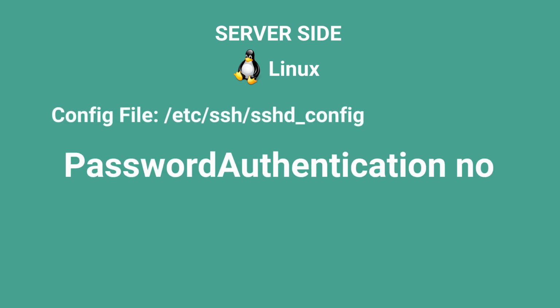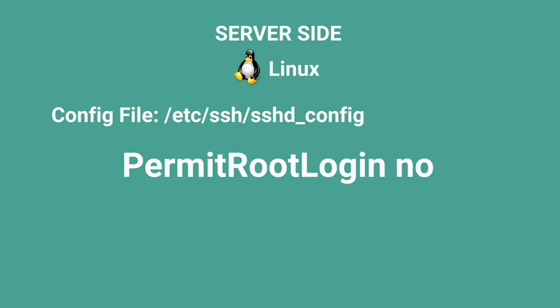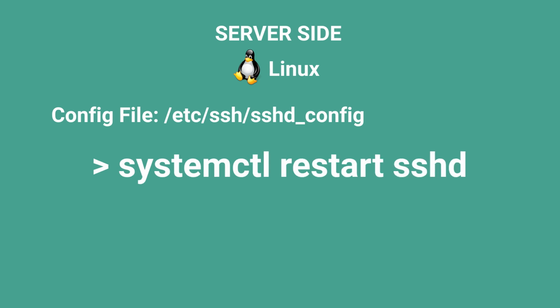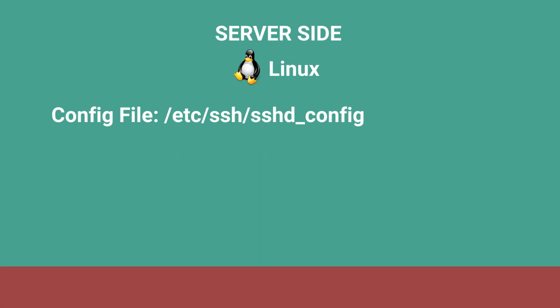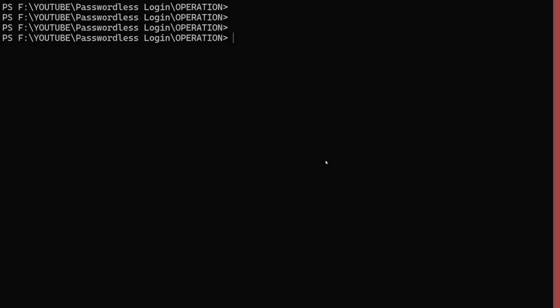Modify the SSH configuration file on the server side to reject password connection requests. Change the SSH port to one that is not easy to guess and reject connection requests from the root user for security concerns. Restart the SSHD service. Here, I'm using Windows Terminal and SSH commands. You can use Xshell, PuTTY, or some other GUI tools.